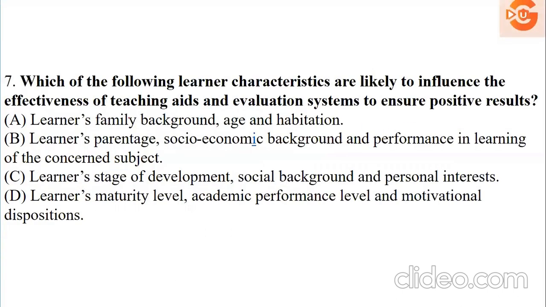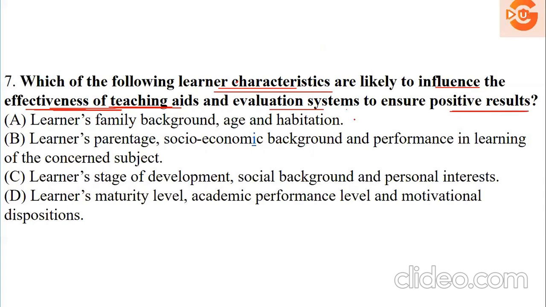Then we have: which of the following learner characteristics are likely to influence the effectiveness of teaching aids and evaluation system? See, they are talking about learner characteristics which influence the teaching as well as the evaluation system, to ensure that the result is positive. There has to be a positive result. So let's see which of these can be a close option for the question.